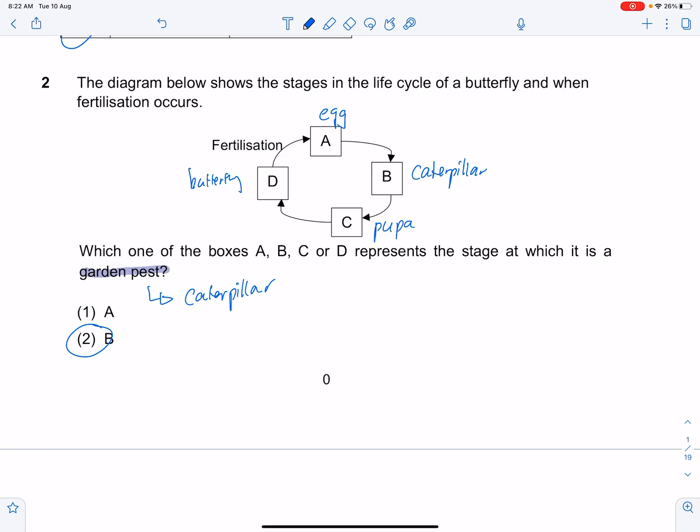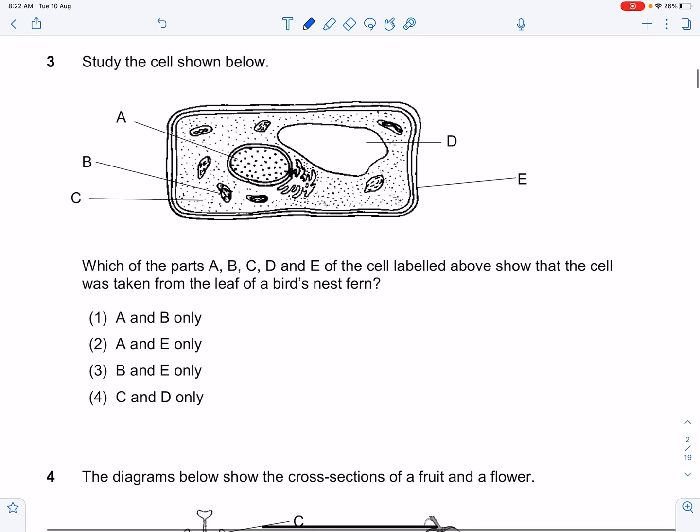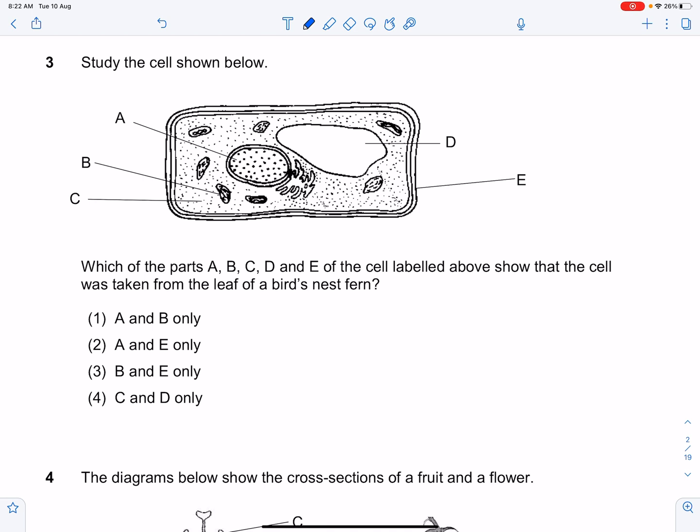Yeah. Okay, moving on. Question 3: study the cells below. So straight off, this is a cell question. Once again, for cell questions, you have to memorize the identification of structures together with their functions. Which parts of A, B, C, D, and E of the cell labeled above show that the cell was taken from the leaf of a bird nest fern?